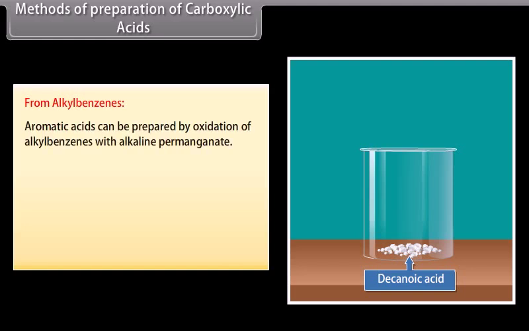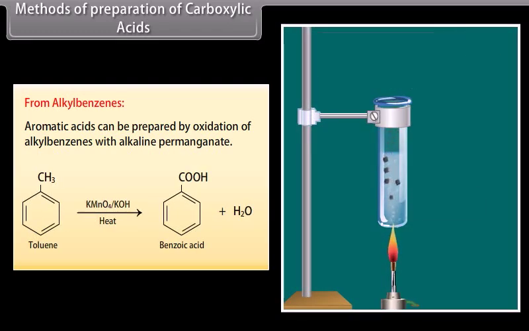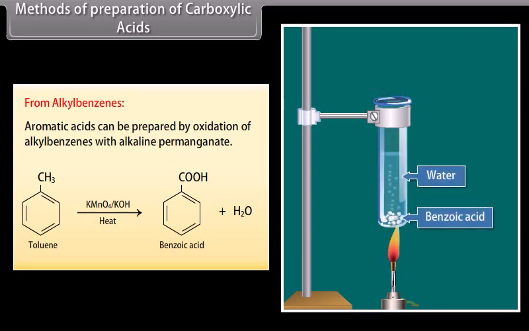From alkyl benzenes. Aromatic acids can be prepared by oxidation of alkyl benzenes with alkaline permanganate. Toluene reacts with potassium permanganate in alkaline medium and forms benzoic acid with some water.